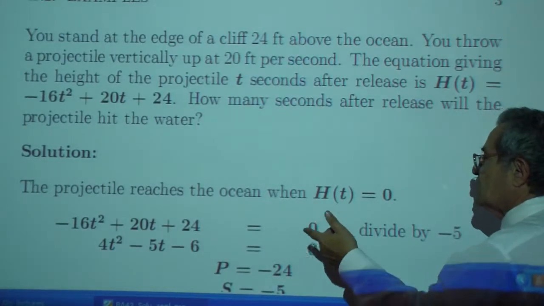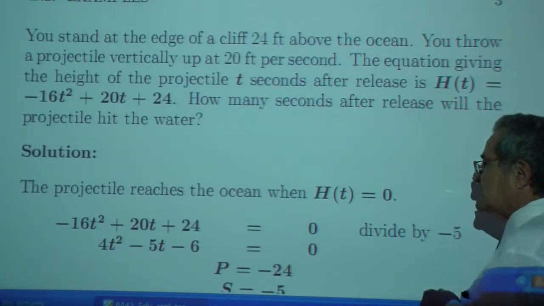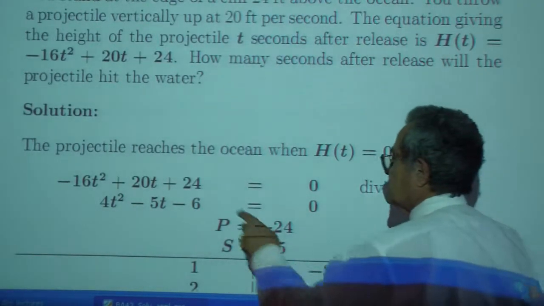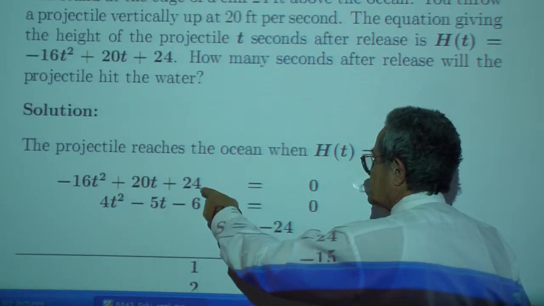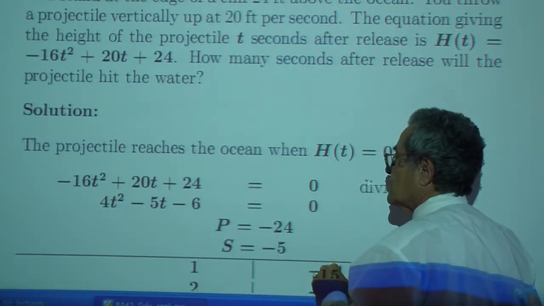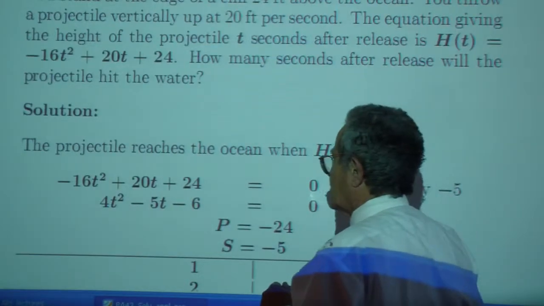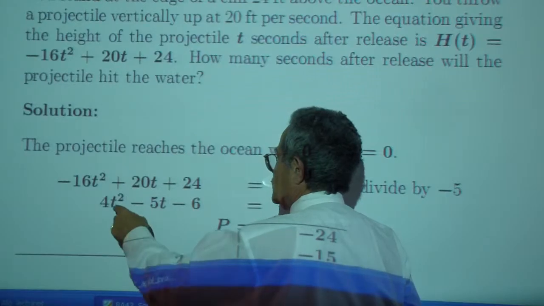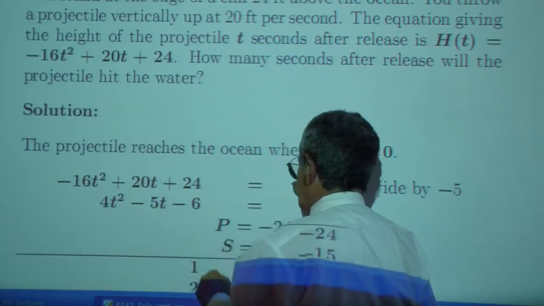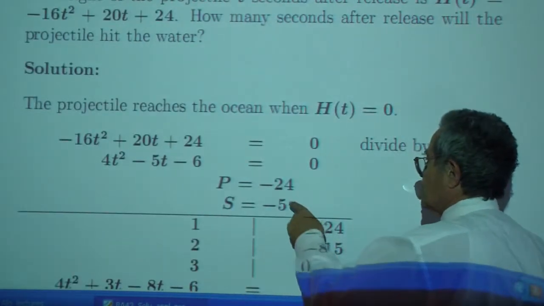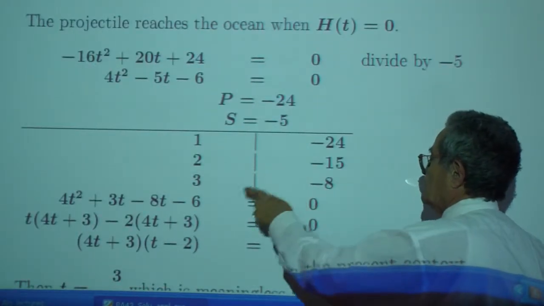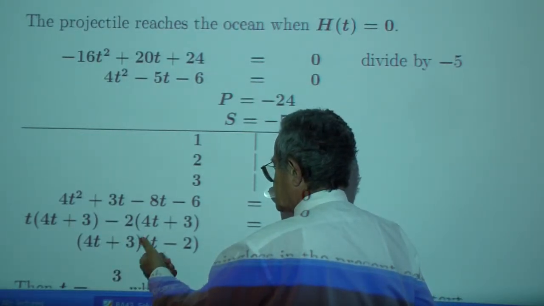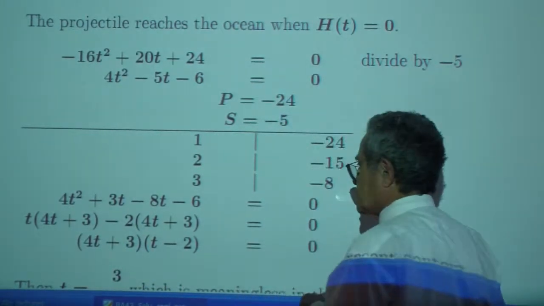Well, the projectile will hit the water when the height is 0. So we have negative 16t squared plus 20t plus 24, which is 0. You factor out a negative 4. You divide by negative 4 after you factor it out. You are left with 4t squared minus 5t minus 6. Do a product sum. You get your magic numbers 3, negative 8. Factor, you get 4t plus 3 times t minus 2, which is 0.